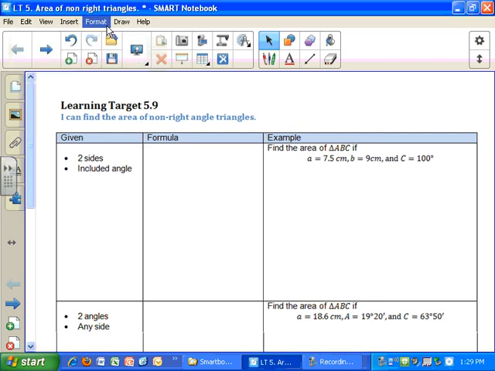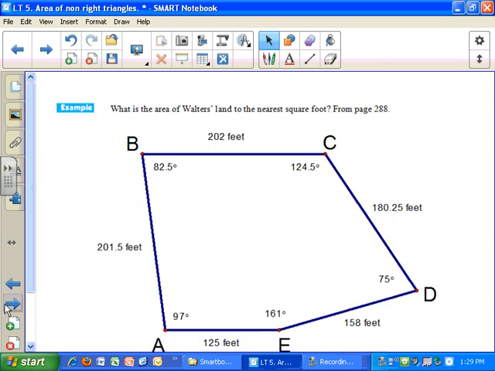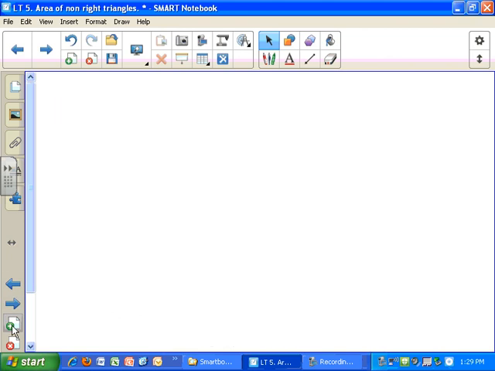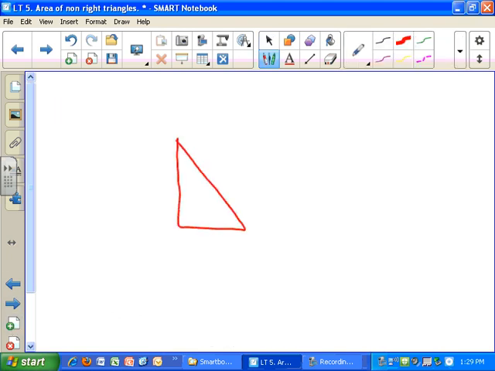Learning target 5.9 is finding the area of non-right-angled triangles. So before we do those formulas, let's talk about the area of a right triangle, and this would be the base, and this would be the height. The area would be 1/2 base times height, or base times height divided by 2.